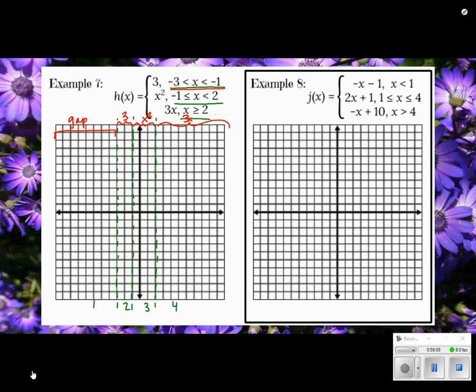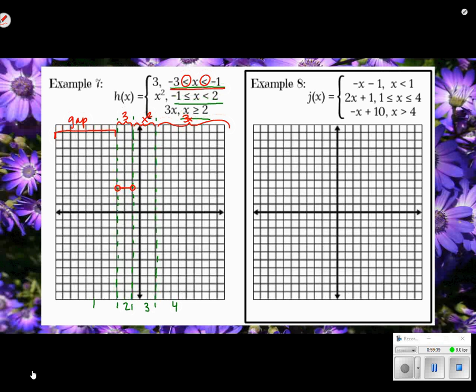Okay, so in between negative 3 and negative 1, we're going to graph a horizontal line at 3. The question is, what symbols, open circles or closed circles? So I've got open circles on both sides. At negative 3, 3, I have an open circle. At negative 1, 3, I have an open circle. Connect those with a horizontal line, like our step functions yesterday, right?